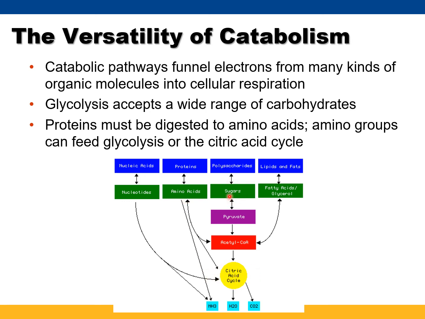Certainly sugars, we talk about glucose being our poster child. They go through pyruvate and acetyl-CoA that way. And then finally lipids and fats. When we oxidize fats, when we're burning fats, we're making acetyl-CoA in a process called beta oxidation.